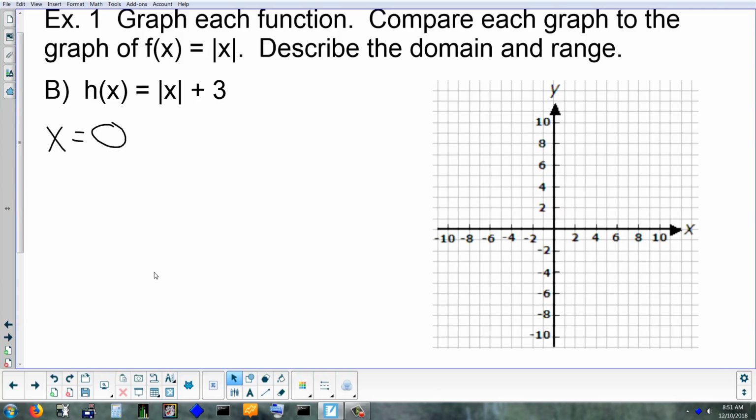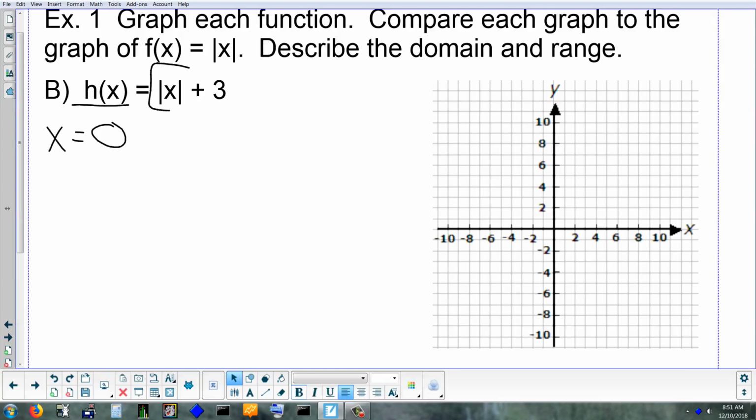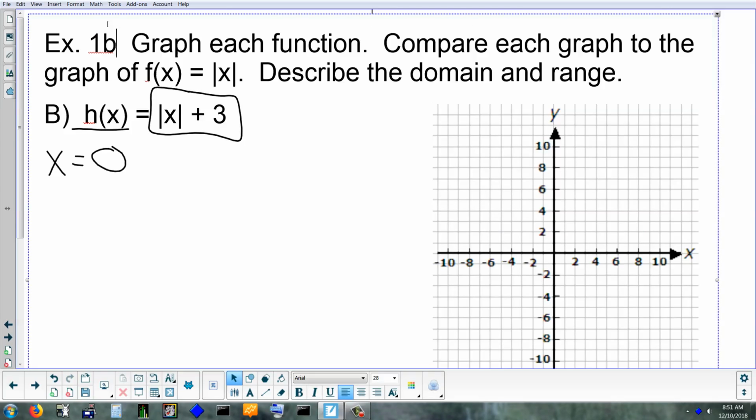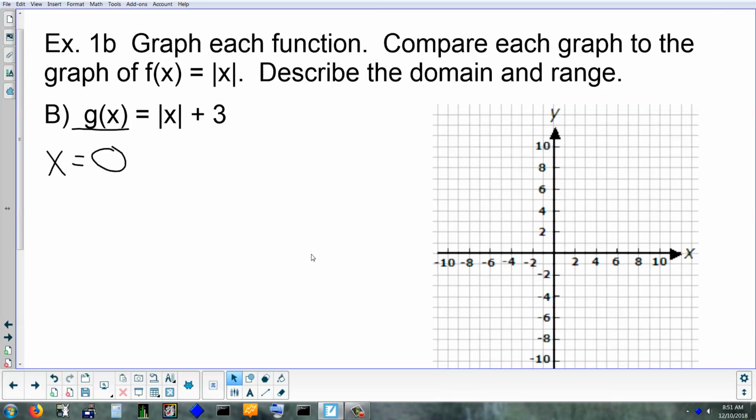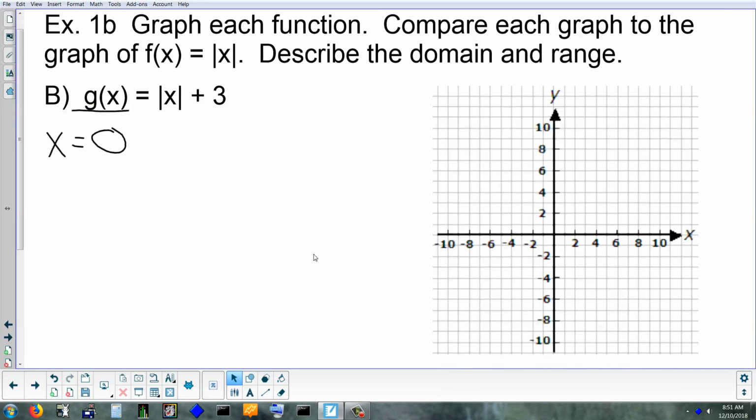Example 1B. So bottom left-hand corner. You guys have this written. You just have to write this. Yes, but it's where it says G. All right, let's change. You can just change that. There you go. Now I get the same as you. All right. So now what am I going to do?